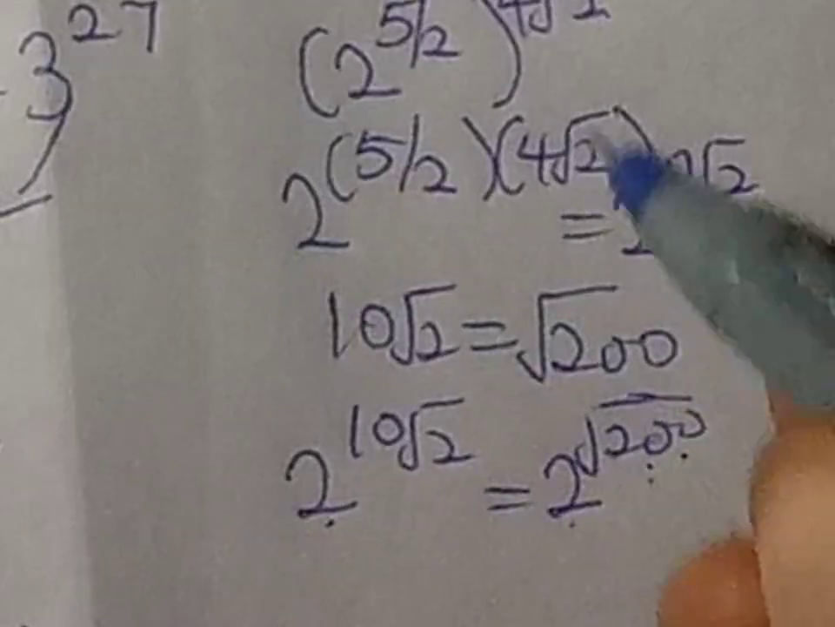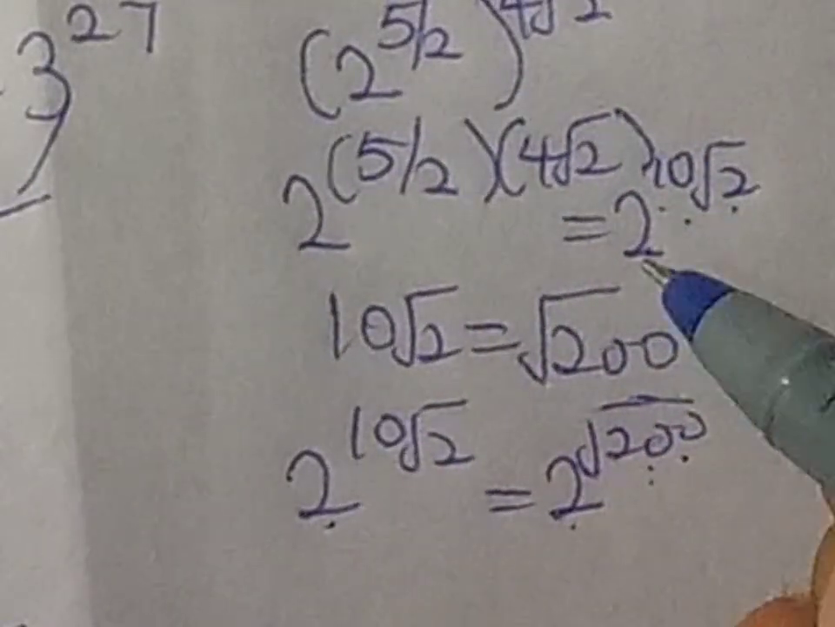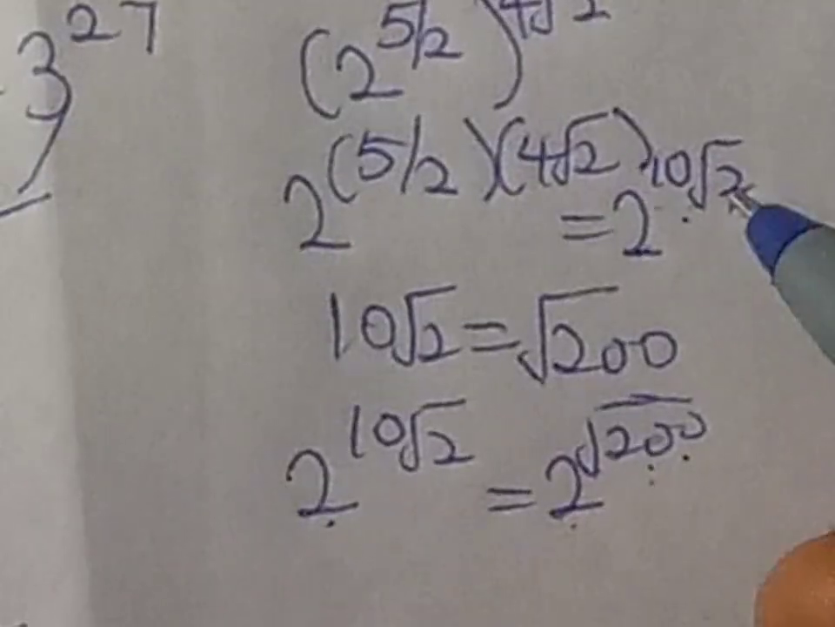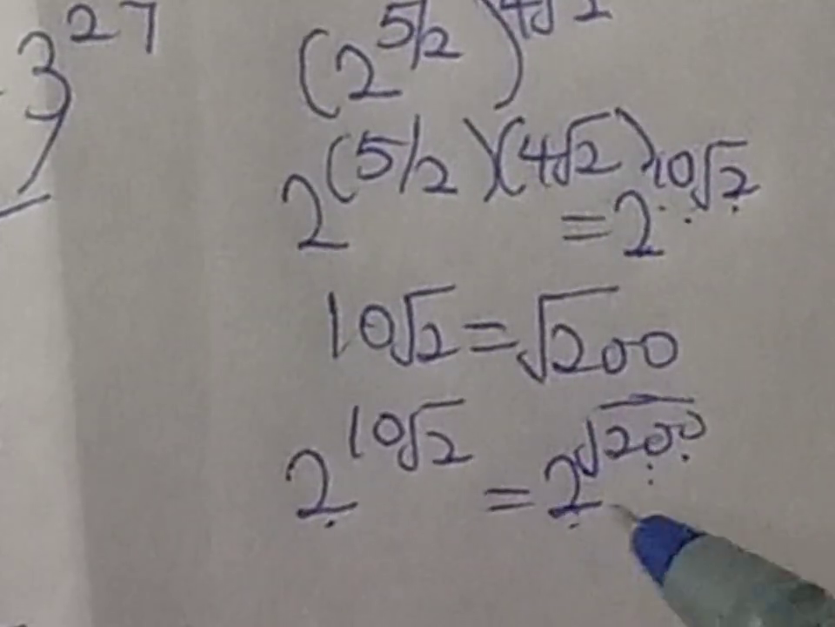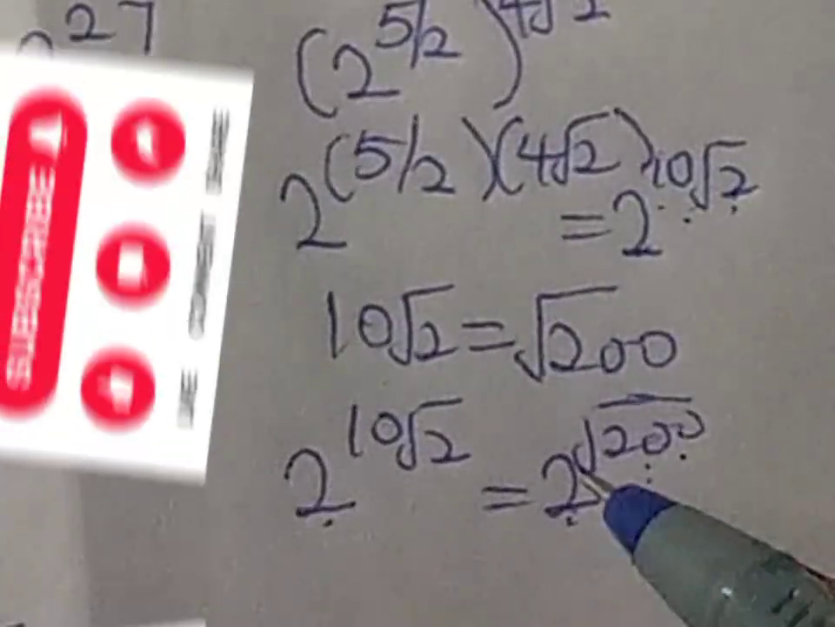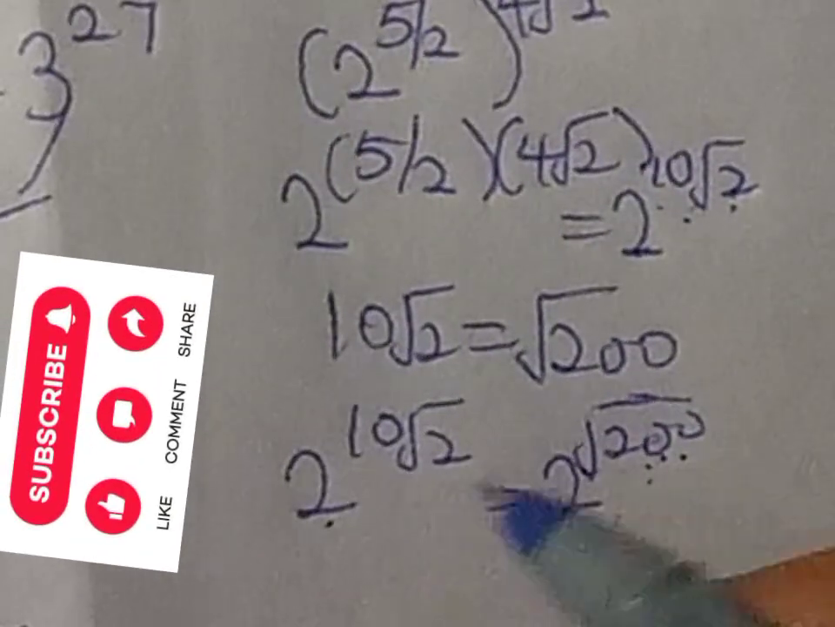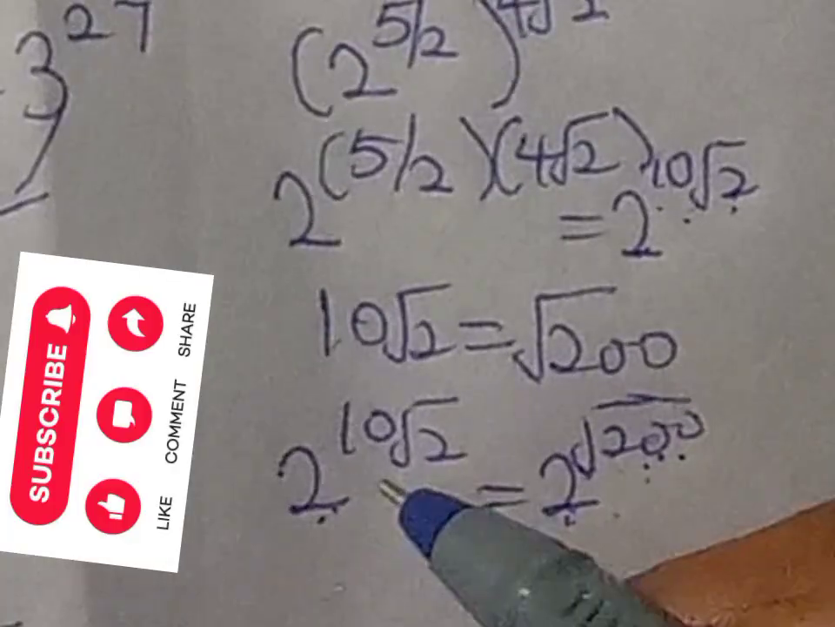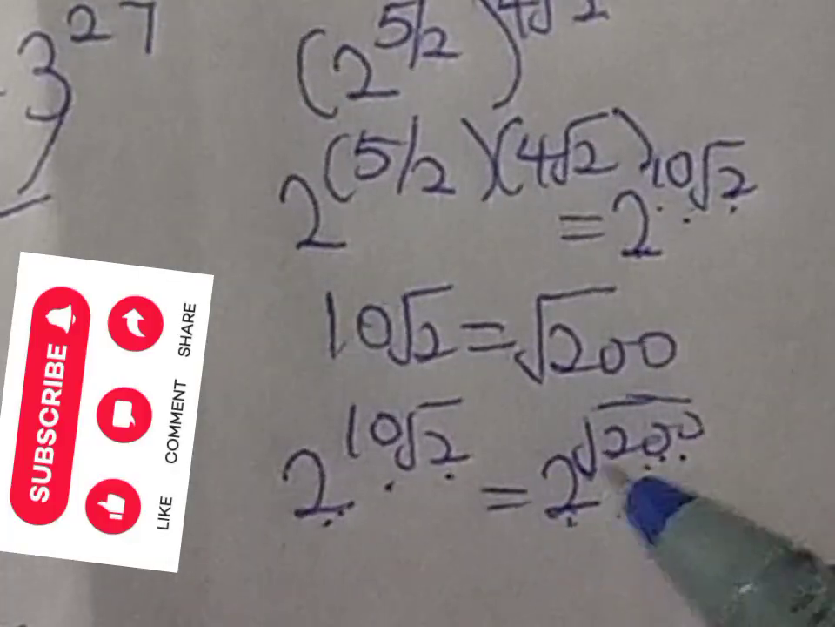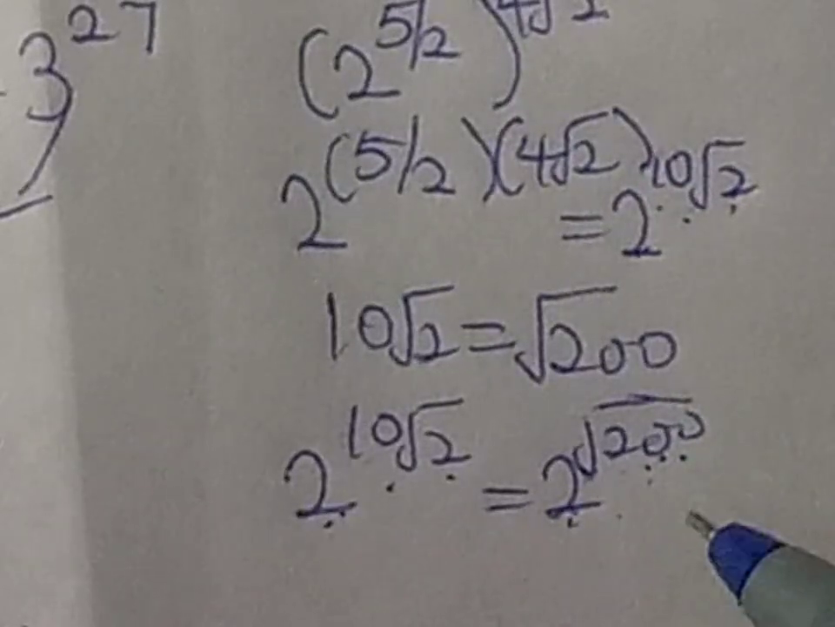Can you see now that on the left side, we got 2 raised to the power of 10 root 2, and also on the right side, 2 raised to the power of root 200 is equal to 2 raised to the power of 10 root 2, which exactly matches the original equation.